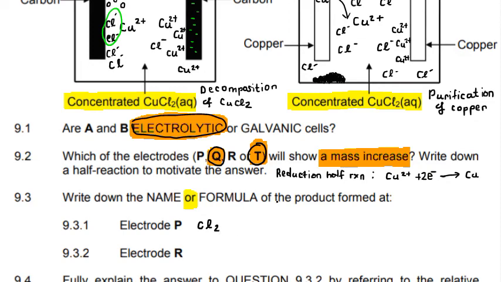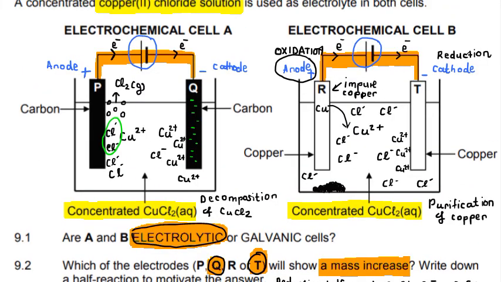Okay, let's go to electrode R. Electrode R is here in cell B, the purification of copper. So the product that is forming at electrode R, as indicated with this arrow, is this copper 2 plus ion going into solution.